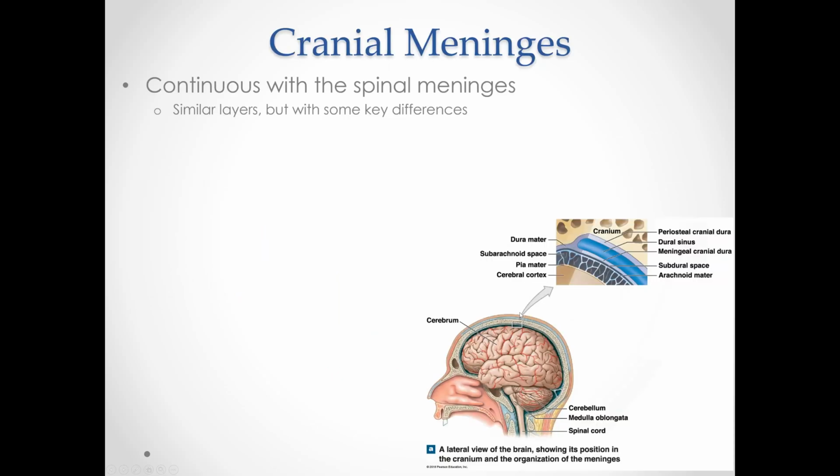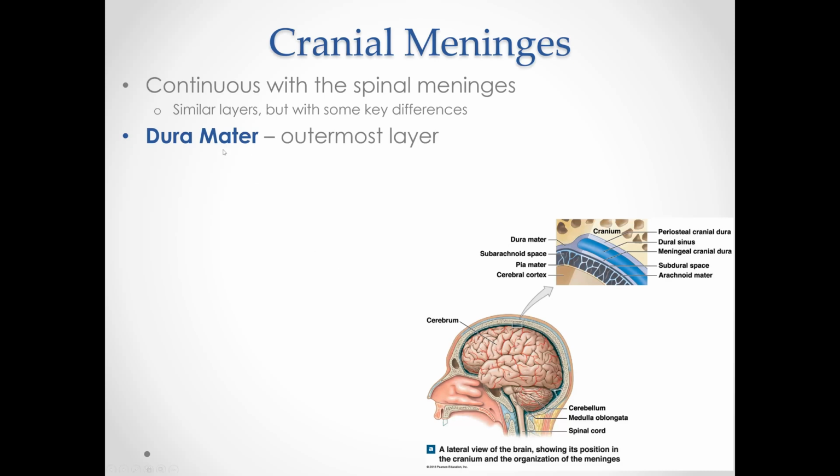In this section, we'll look at the cranial meninges. So the cranial meninges are continuous with the spinal meninges, which are covered in chapter 13. So both the brain and the spinal cord have very similar layers to their meninges, but there are some key differences. So the outermost layer is called the dura mater, which in Latin actually means tough mother.